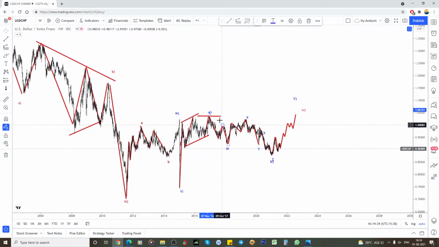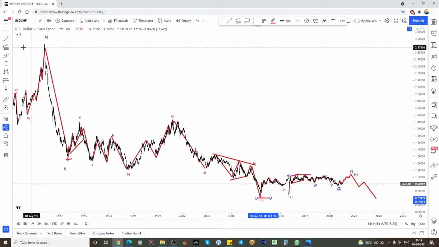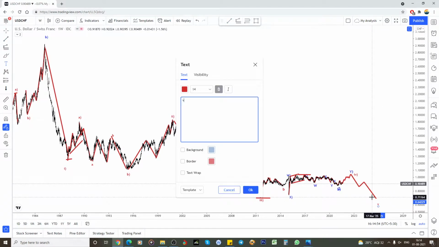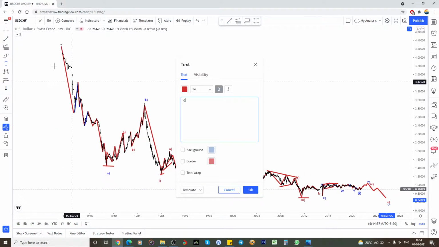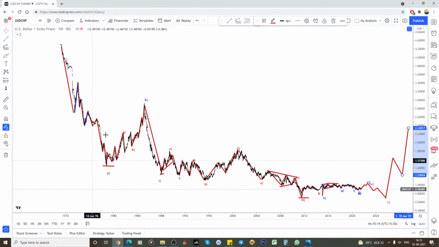So my bias is that it has to break this 1.0380, and once the 5-wave structure is completed, I am looking for another A, B, C to break this low. That's it. The 5 waves are already completed, so this whole thing becomes an A, B, C ending diagonal pattern. I'm looking for one more A, B and C. So this A, B, C is over.